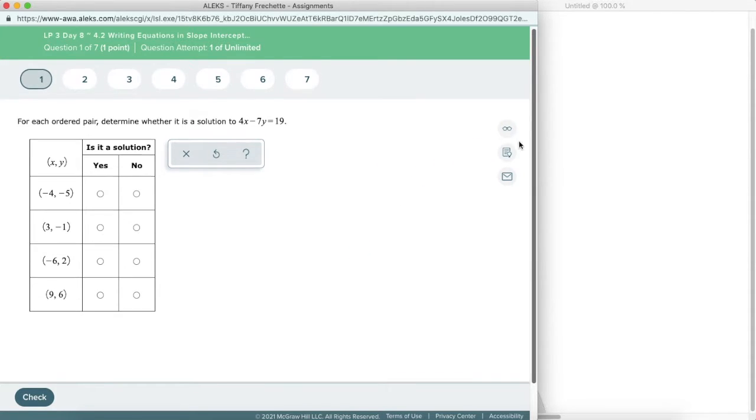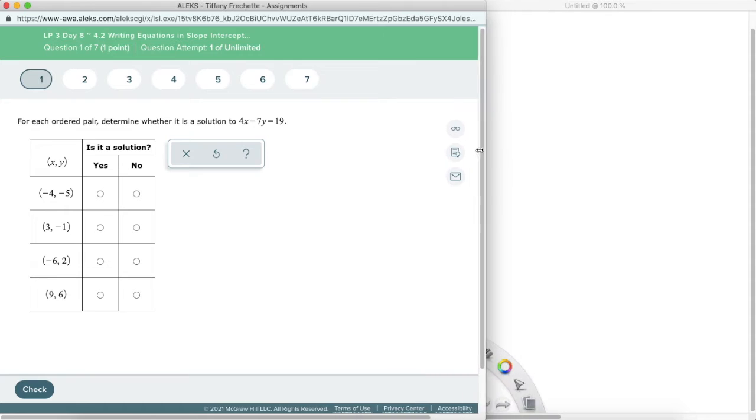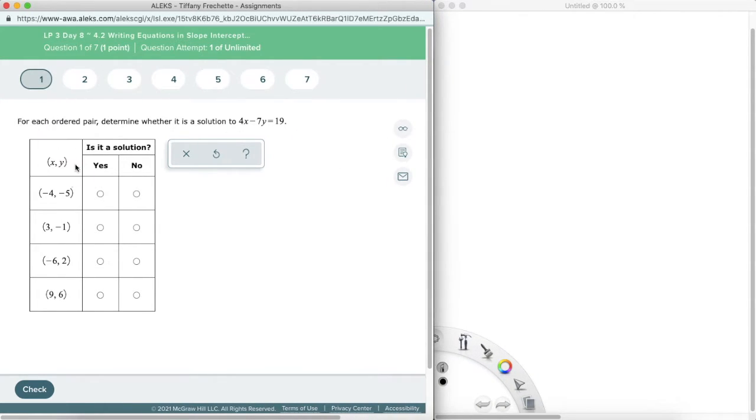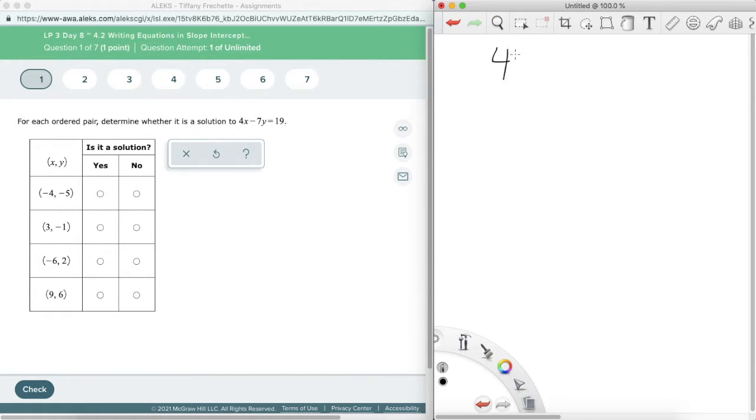All right, let me minimize this just a little bit so I have a little bit more room on my whiteboard here. So if we're looking at this, we say for each ordered pair, determine whether it's a solution. So we have 4x minus 7y equals 19. The first point they want us to test, remember it's always x then y, is -4, -5. So I have -4 and I have -5.